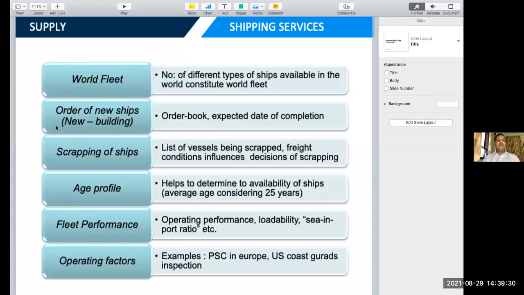Nowadays, we don't use the word ship scrapping or ship breaking. Nowadays the new term we are using is ship recycling. Okay? That is the beauty of English, isn't it? Ship recycling. The exercise is the same, it is ship breaking or ship scrapping. But nowadays we use the word recycling because this scrap actually gets recycled and is used in the steel mills. So India, Bangladesh, Pakistan, China, these are the countries very popular for ship scrapping.